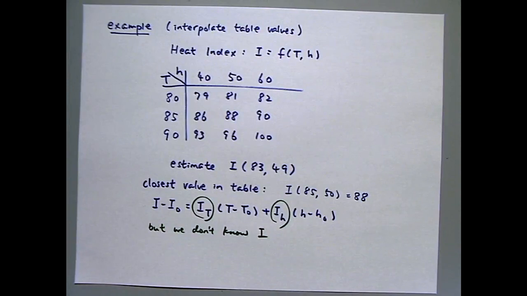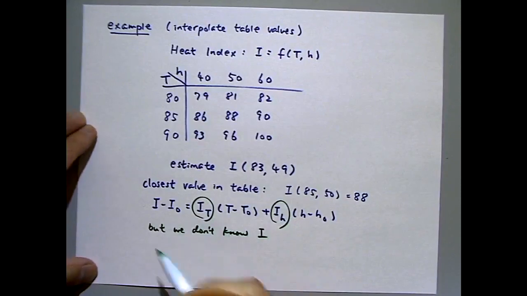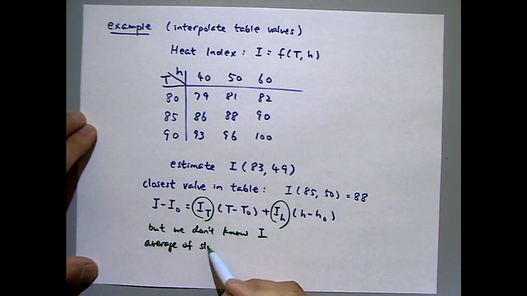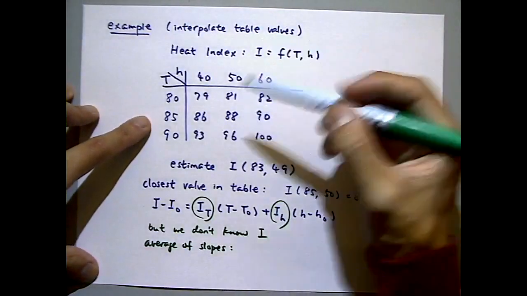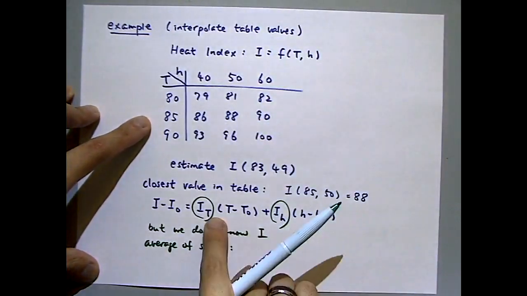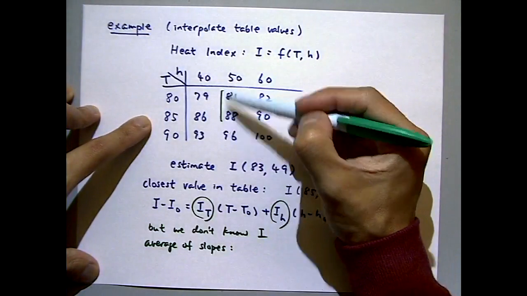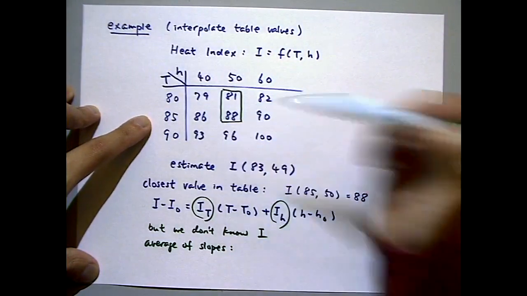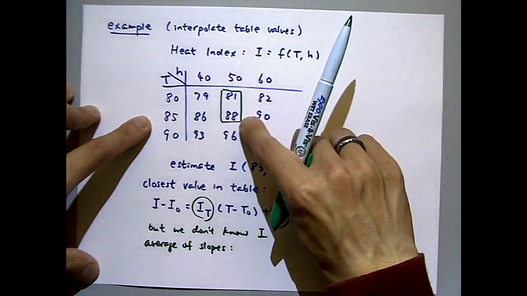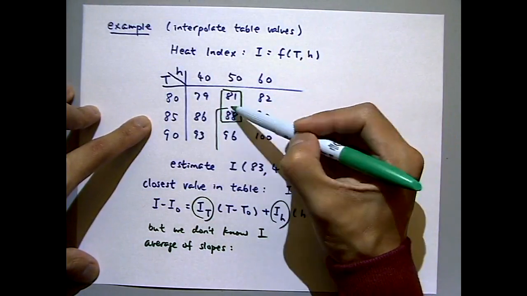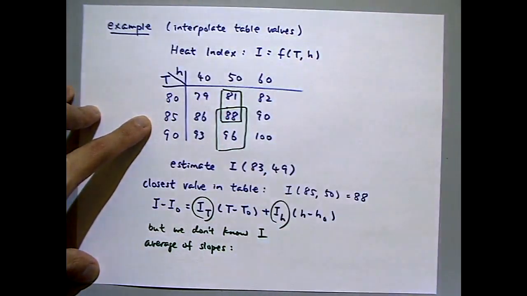The average of the two slopes, right? Is that what you said? Yeah, exactly. Average of slopes near this point. So for example, if I want to know I sub t here, I'm going to find the slope going from here to here, and then the slope going from here to here, and then average the two.